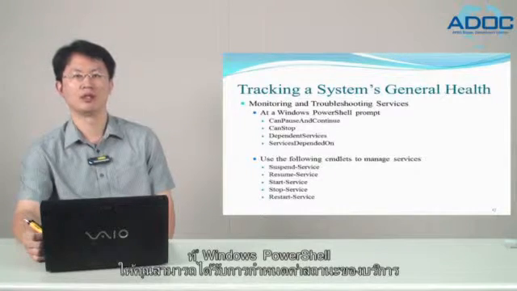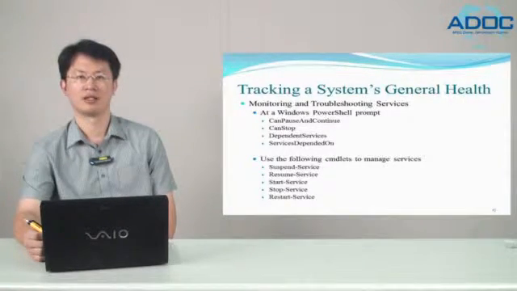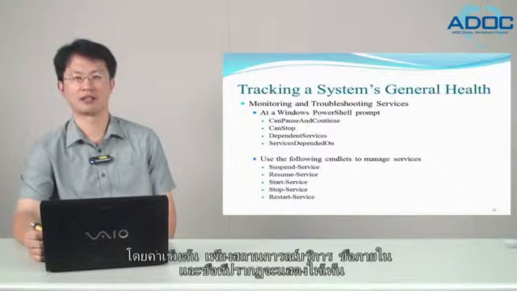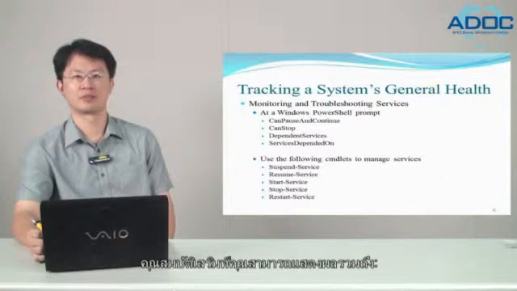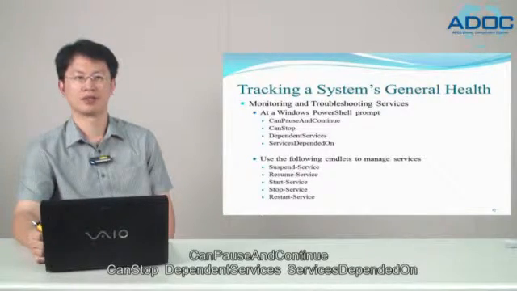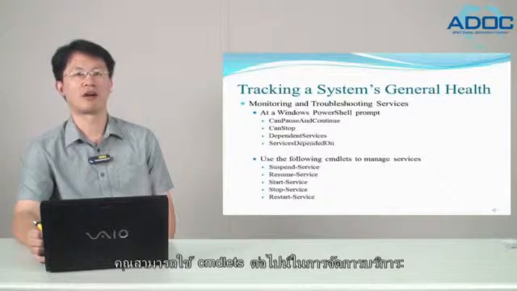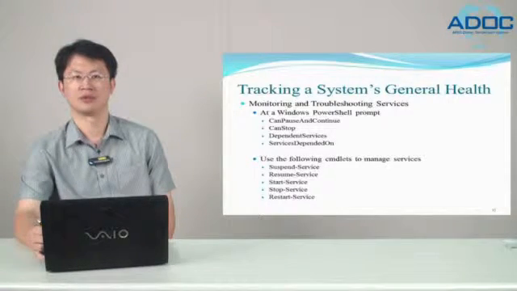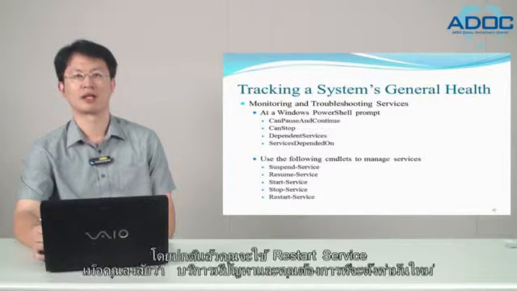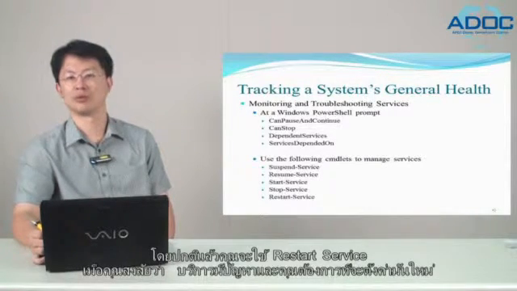At the Windows PowerShell prompt, you can get the status of configured services simply by entering Get-Service. By default, only the service status, internal name, and display name are shown. Additional properties that you can display include CanPauseAndContinue, CanStop, DependentServices, and ServicesDependedOn. You can use the following cmdlets to manage your services: Suspend-Service, Resume-Service, Start-Service, Stop-Service, and Restart-Service. Typically, you will use Restart-Service when you suspect a service is having a problem and you want to reset it.